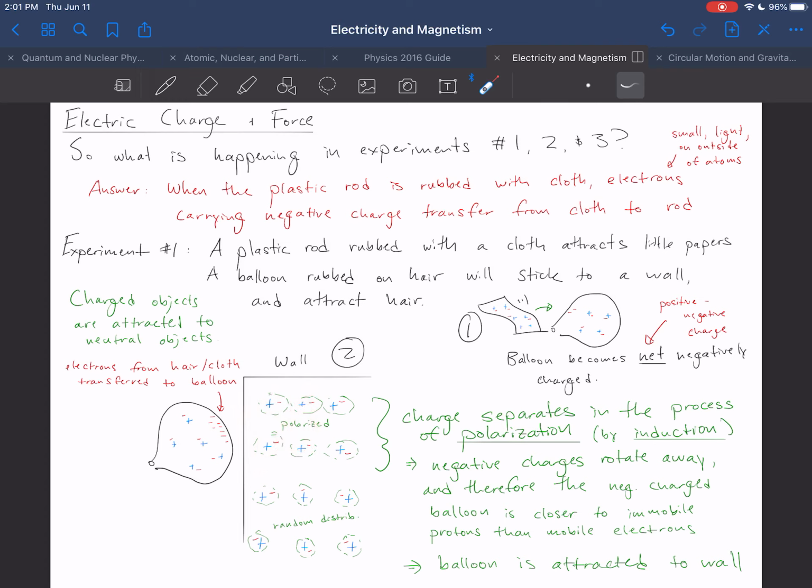That's why fundamentally, charged objects will be attracted to neutral objects. They are not as attracted to neutral objects as they would be to an object with opposite charge, but they are attracted to neutral objects. And that explains why that charged rod will attract little papers, and why the balloon that's charged will attract hair. Little papers and hair are very light, and so it's easy to see what's going on there.